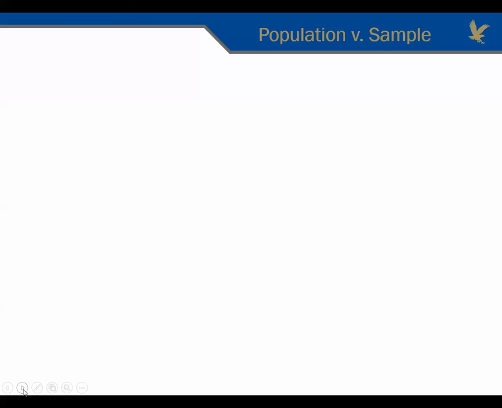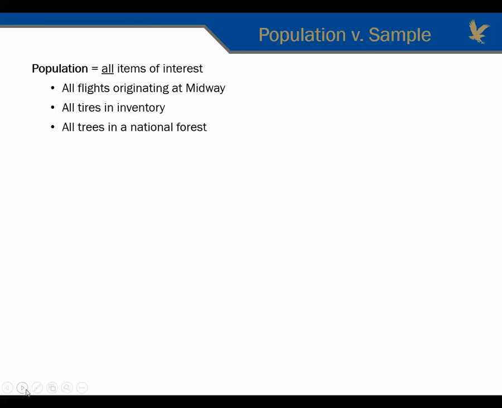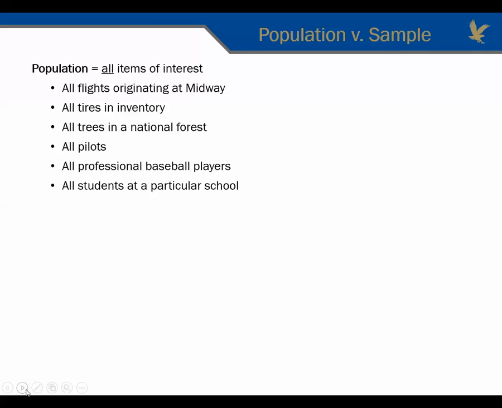Let's review the general idea of sampling first. Remember that the word population means all the items of interest, and that it is not just people. We may be interested in all flights that originate at Midway, or all tires in inventory, or all trees in a national forest. Of course, we might be interested in people, so our population also could be all pilots, all professional baseball players, or all students at a particular school. The population should be defined as closely as possible to the true research interest, so it probably takes more words to be precise about exactly what needs to be sampled.